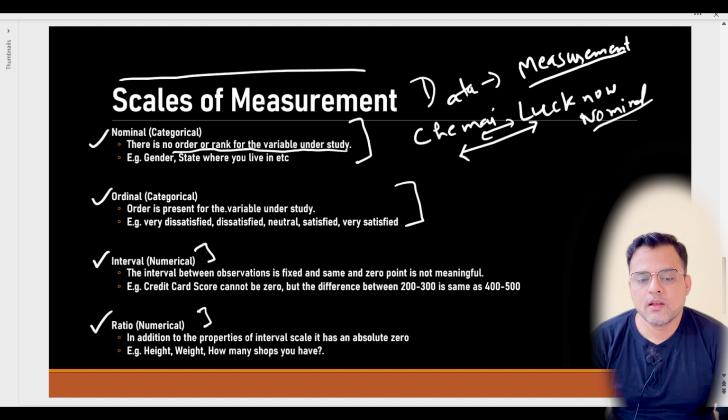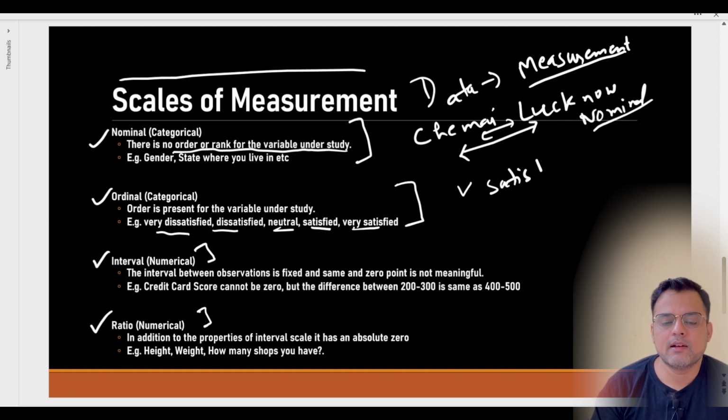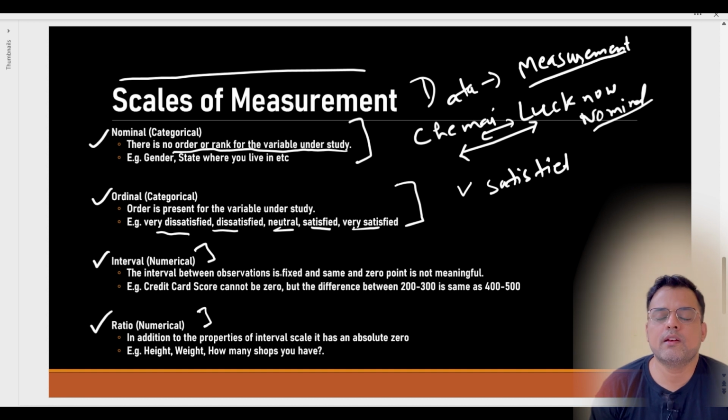But in case of ordinal data, order is present for the variable under study. So, for example, you can have components like very dissatisfied. As we discussed, in case of ordinal data, there is an order associated with the variable under study. For example, I can take the opinion of a person for a particular product or a service, and it can be rank ordered as very dissatisfied, dissatisfied, or neutral, or satisfied or very satisfied. So ordinal data is also categorical data, but it has an order associated with the variable under study. Now when we talk about interval data and ratio data, they are used basically for numerical data.